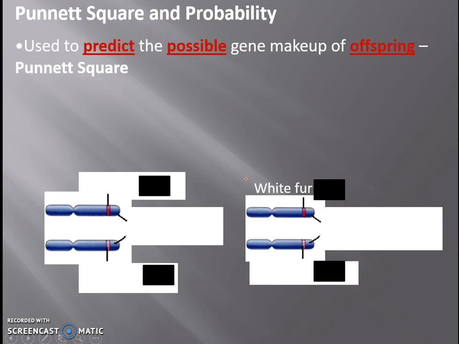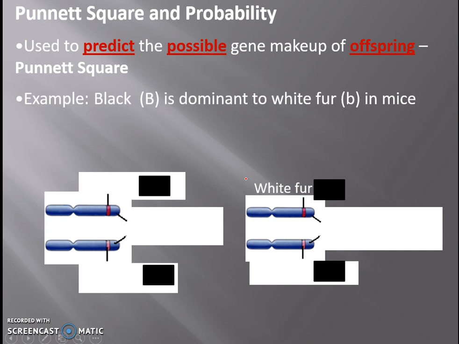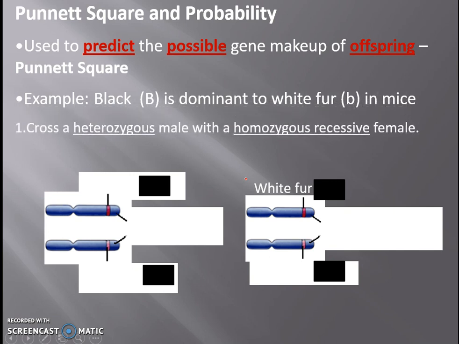As you already know, a Punnett square is used to predict the possible gene makeup of an offspring. In this case, we are going to take an example of black, which is a dominant fur in mice, and it's going to be represented by a capital B. And a white fur, which is recessive, is going to be a lowercase b. In this case, let's cross a heterozygous male and a homozygous recessive female. So the genes for the male are going to be heterozygous, so they're going to be 1 dominant and 1 recessive. For the female, it's going to be both recessive since it's a homozygous recessive.